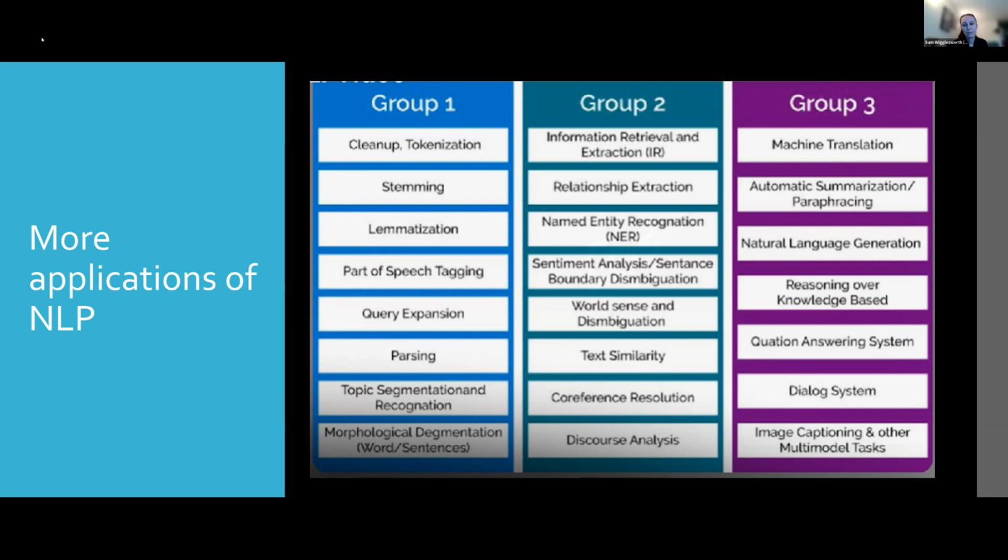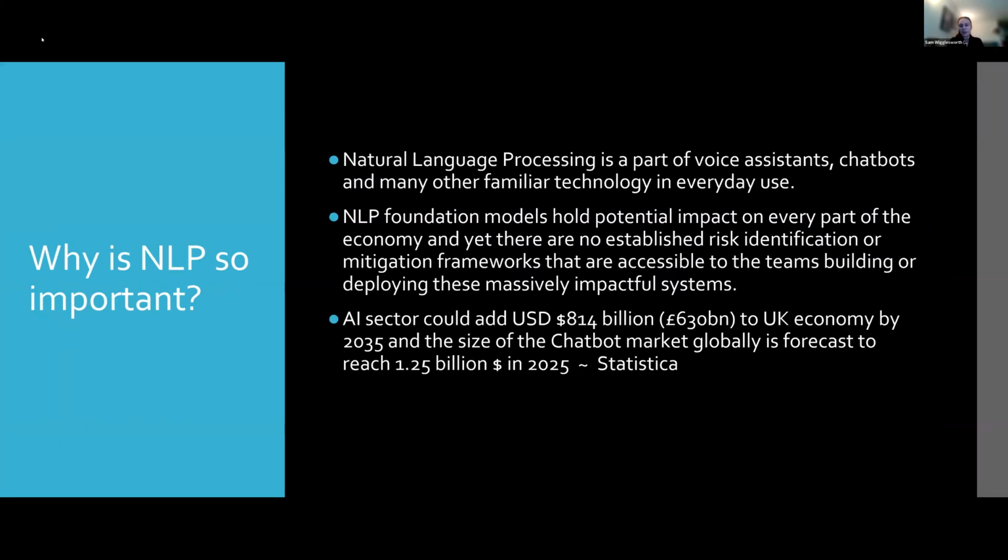And then I wanted to have a quick look at why NLP is so important, and how it fits into the deep learning and machine learning ecosystem. And then I'll have a look at the risks very quickly. Okay, so if you go on to the next slide. Why is NLP so important? Well, we know that it's part of many different applications, chatbots, voice assistants, and it's familiar to us, okay? NLP foundation models, as we'll see in subsequent workshops, have the potential to impact our lives in a very real way, our economy as well.